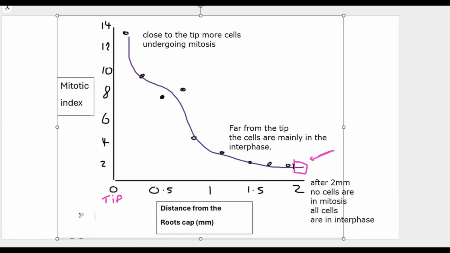Right. After 2 millimeters, no cells are in mitosis. All cells are in interphase. So once we're 2 millimeters away, how can we tell that? Unfortunately, I carried my graph on here, but it should have stopped there. If you've seen the real image, it looks exactly like this, but the line stops there. So after 2 millimeters, the mitotic index is 0, which means no cells are doing mitosis. And this would be your marks like that. All right, let's move on.